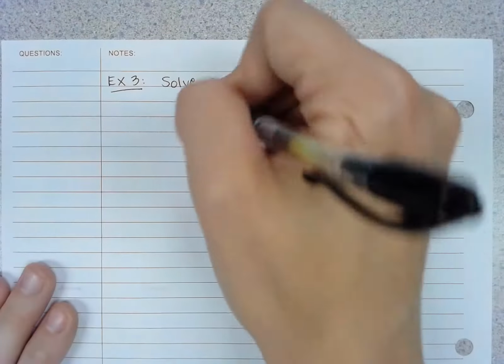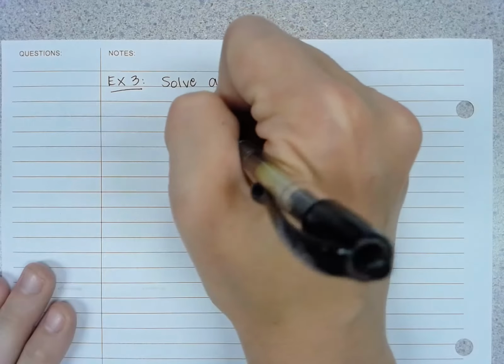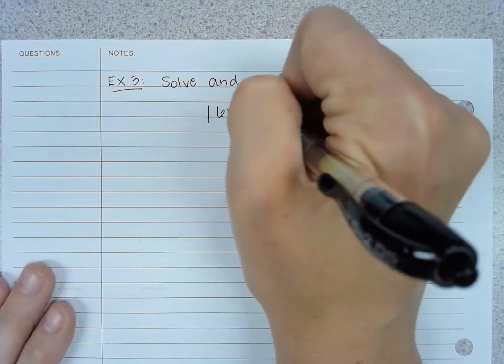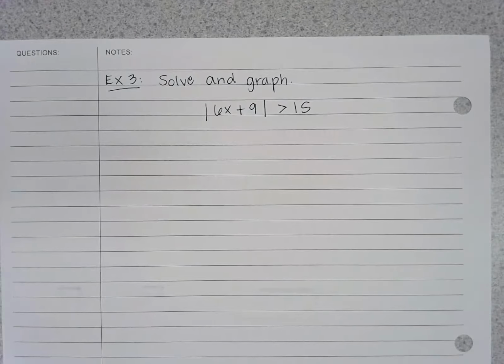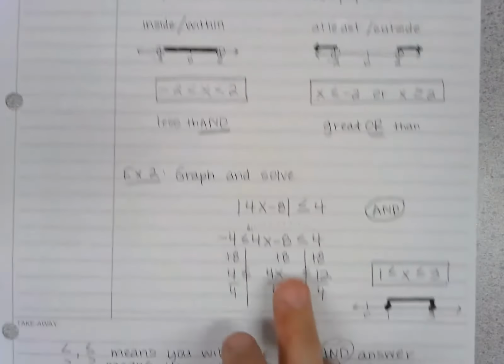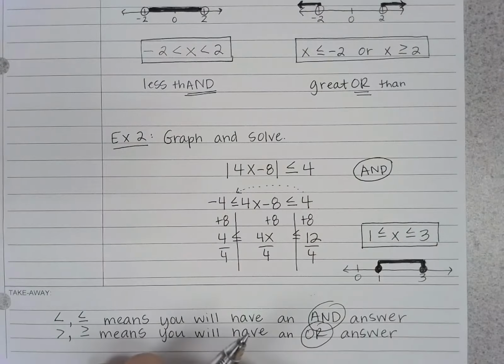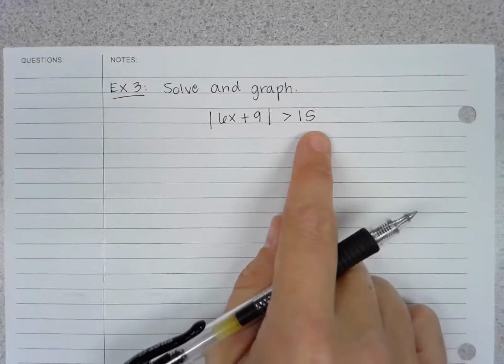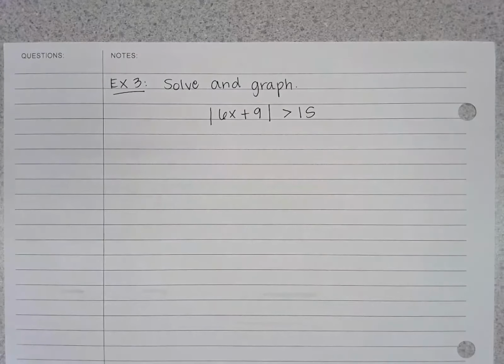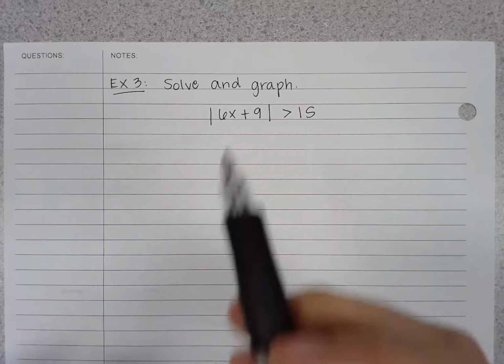So here's this one. For example number 3, it says solve and graph, and here's the question. The absolute value of 6x plus 9 is greater than 15. If you compare that to this one, it looks almost exactly the same. It has bars, it has an x, it has an inequality sign, and it has a number. So it's super tricky because you might think that this is going to be the same thing, but it's not.